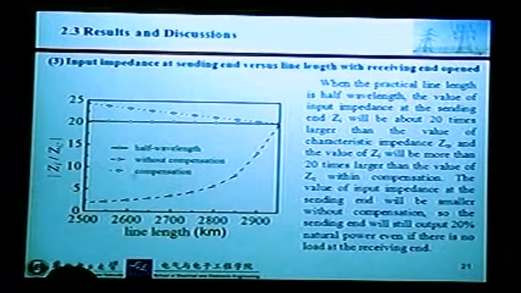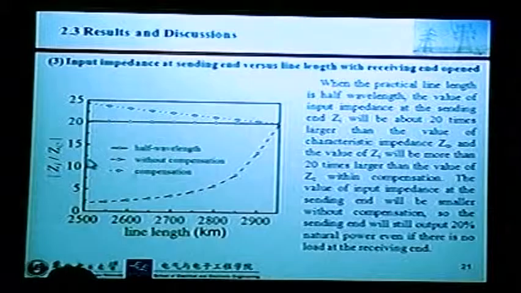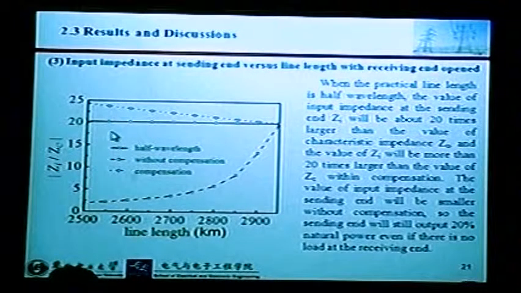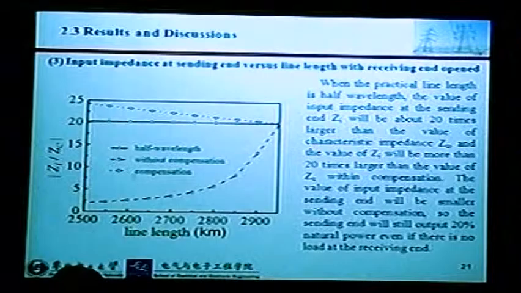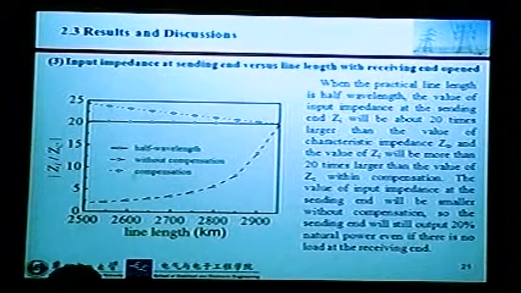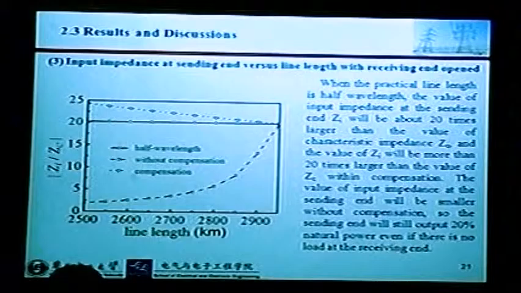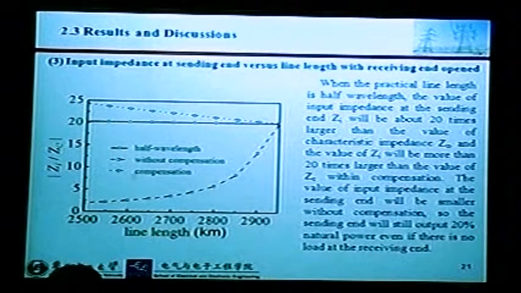Input impedance at the sending end versus wavelength with receiving end open. We can see that when the practical wavelength is half wavelength, the value of input impedance at the sending end will be about 20 times larger than the value of characteristic impedance ZC, and the value will be more than 20 times larger than ZC with compensation. The value of input impedance at the sending end will be small without compensation. So the sending end will still output 20% natural power even if there is no load at the receiving end.